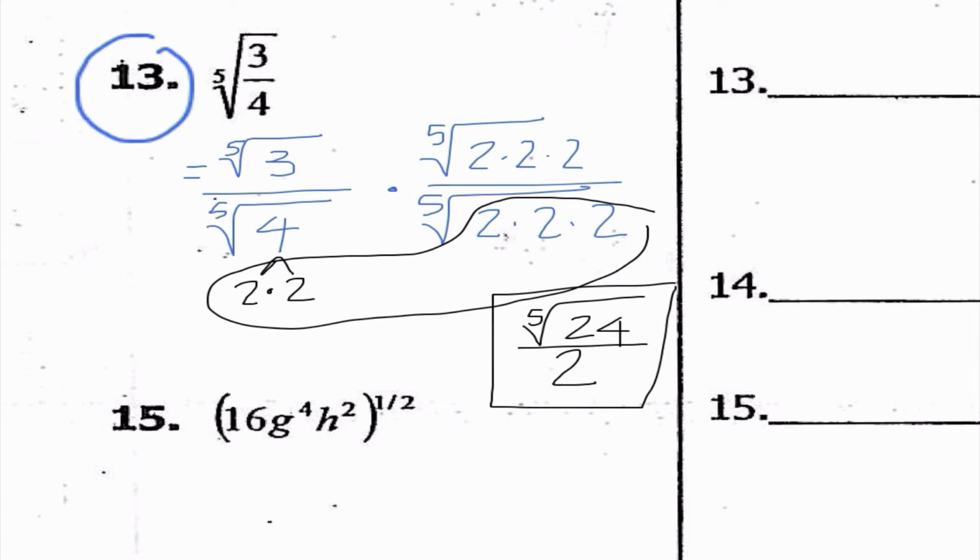So what makes these a little bit more difficult than when we just had a square root is we need to put some thought into what are we missing. If this had said the cube root of 4, I would have only been missing 1 two. If it had said the 9th root of 4, I'd be missing 7 twos. So each problem is different depending upon what our index number is.